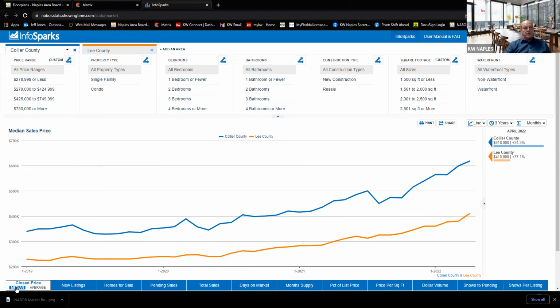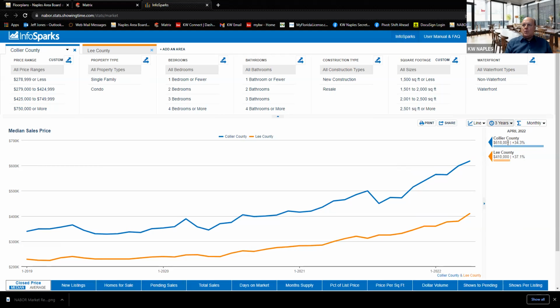So here we are looking at median close prices, right? And we go back to 2019 in this chart, but you can vary that. You can go back 3 years, you can go back 5 years. Each month has a data point, right? So you can see that the median price in Collier County went up 34% to 618.